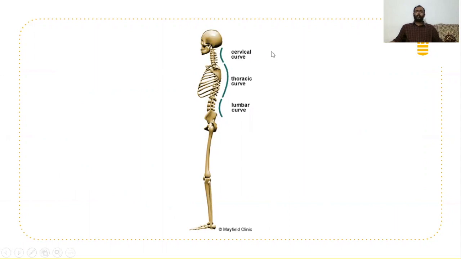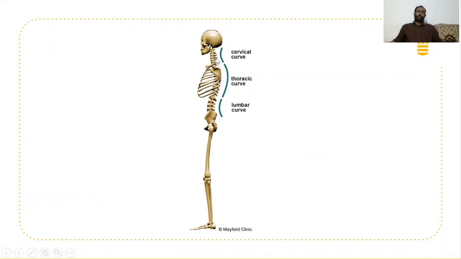In fetus, actually it is a C-shaped structure. Only it is a C-shaped structure, and whenever the child starts strengthening of neck, at 3 months of age, then it starts lordosis of cervical curve, and when the child starts to walk at 1 year of age, then it starts the lumbar curve.